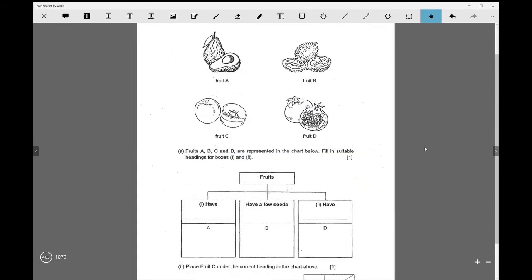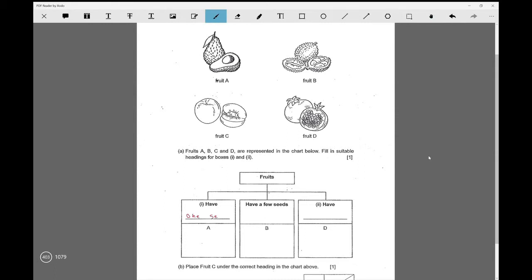Okay, next question. Classification, if you remember, is grouping. It's the first thing that you learn in primary 3, in fact the first science topic that you learn. You have A, B, C, and D. You do not have to know the fruits, don't worry. B has a few seeds. Correct. Fruit A has 1 seed.